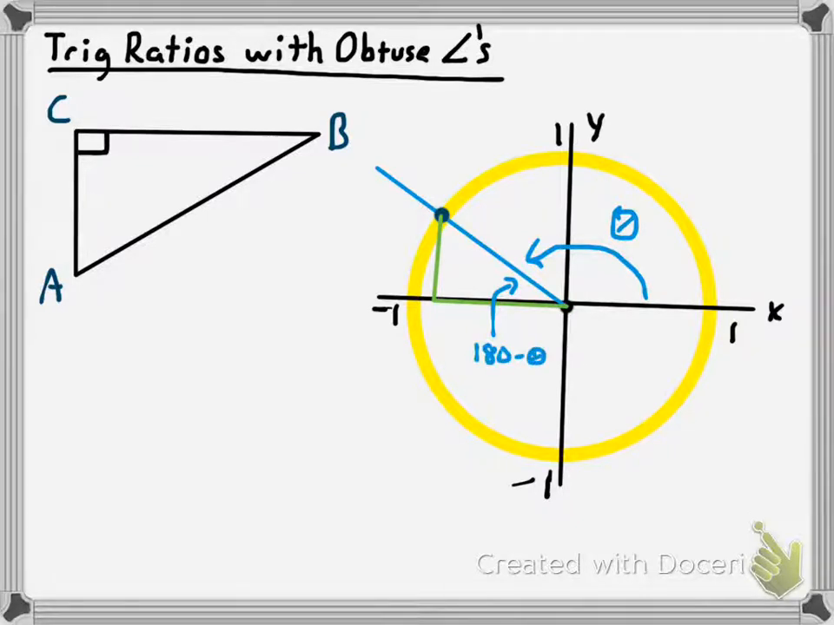so this would be 180 minus theta. Still, it's going to turn out that the x and y coordinates of that point of intersection are going to correspond to the sine and cosine of theta. The cosine of theta will tell you the x coordinate for that point, and the sine of theta will still tell you the y coordinate for that point. This vertical distance here is equal to the sine of theta still, and this horizontal distance there is still equal to the cosine of theta. So there are lots of similarities between what we did with acute angles and what we're going to do with obtuse angles.